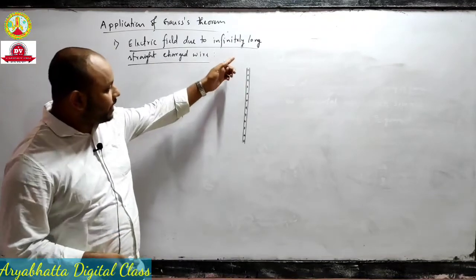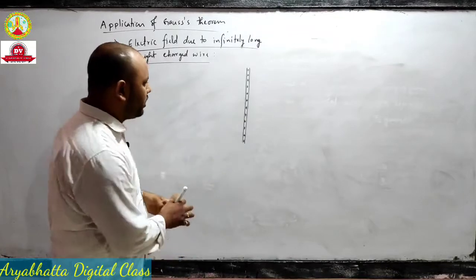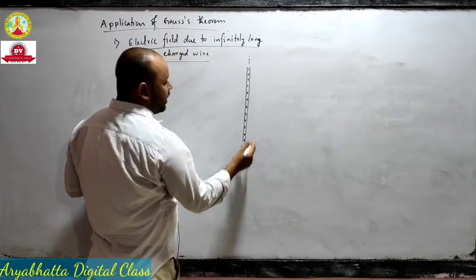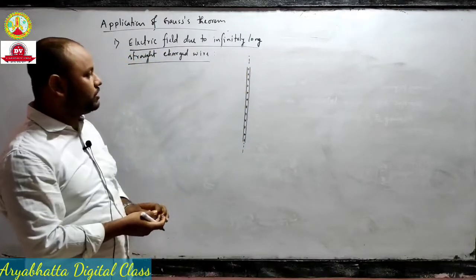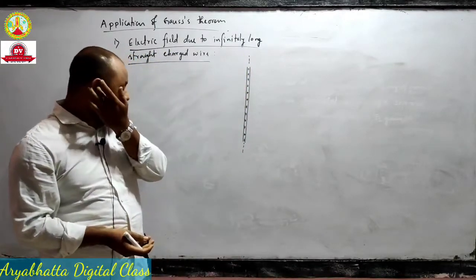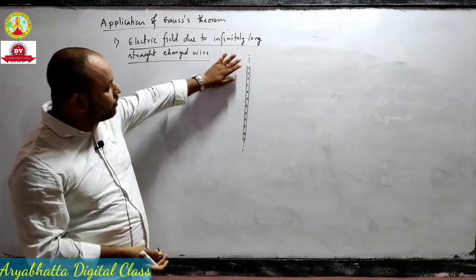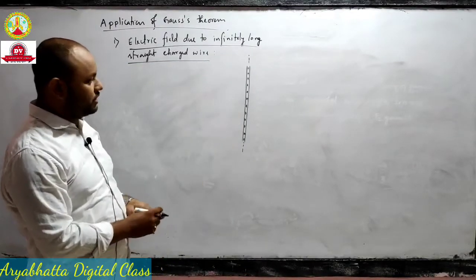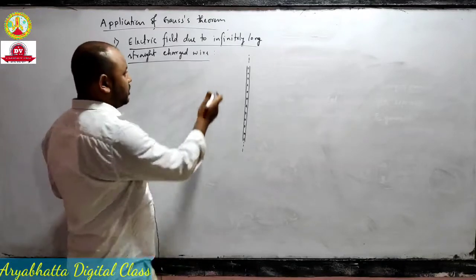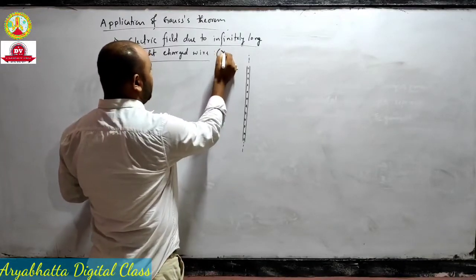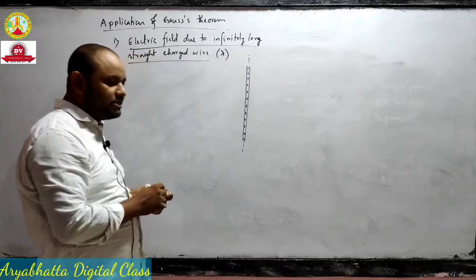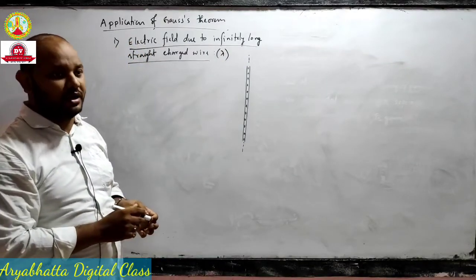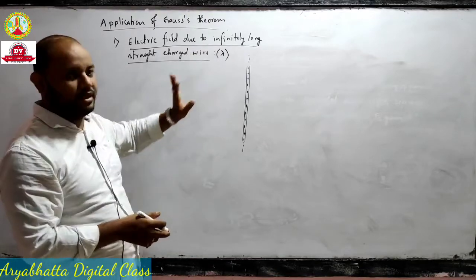So this is an infinitely long straight charged wire, and the charges are uniformly distributed on this wire. The linear charge density is, suppose, lambda. Linear charge density means the amount of charge per unit length, which is equal to lambda.